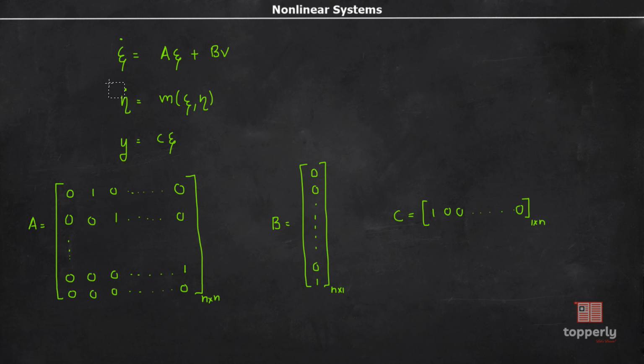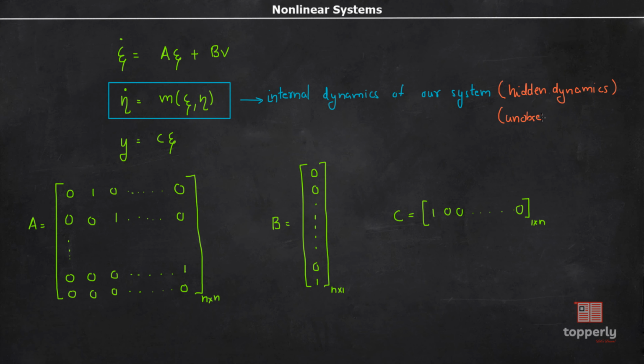Now this equation represents the internal dynamics of our system. Although the internal dynamics is not directly affected by the input, it does get affected through theta. For this reason, the internal dynamics is also called hidden dynamics or unobservable dynamics. Okay, so this is our input-output partially feedback linearized system.